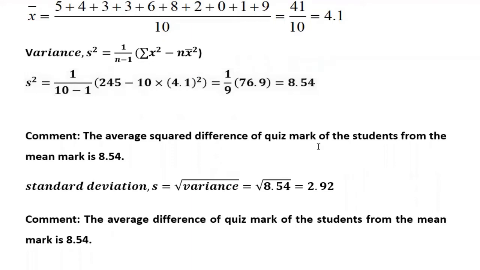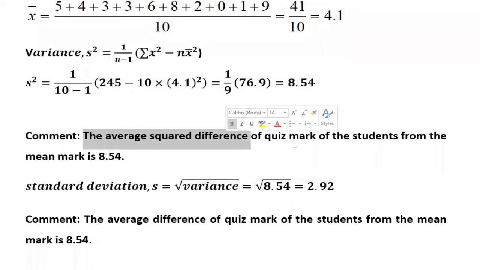What is the comment? As I told you, variance is the average squared difference. The average squared difference of what? This is the quiz mark of the students, from where? From the mean mark. Just remember the average squared difference. This is common for all comments. Then what data? Quiz marks. For whom? For the students. This is very important. When you make the comment, just remember: the average squared difference of quiz marks of the students from the mean mark is 8.54. So the marks vary in square by 8.54.